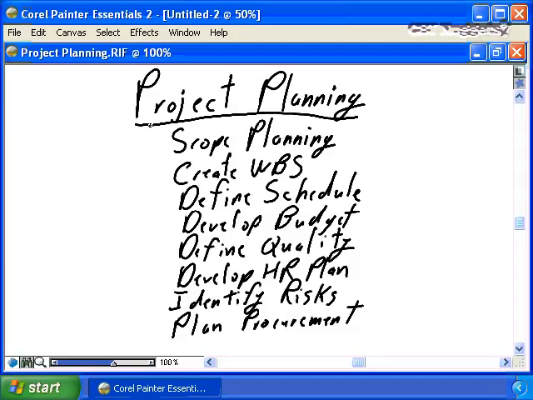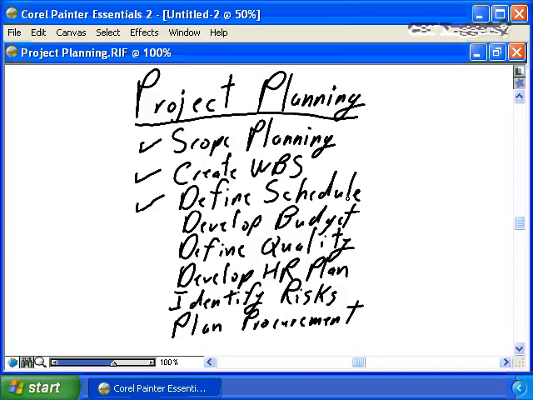So in project planning, we will talk about scope planning, ensuring we define what is in scope, what the project is going to complete. We will talk about creating the work breakdown structure, identifying all of the deliverables and all of the tasks required to complete the deliverables necessary to achieve the scope. We will take the work breakdown structure, assign resources, assign estimates, put it into our scheduling tool, and develop the project schedule. Once we have that in place, we will develop the budget.